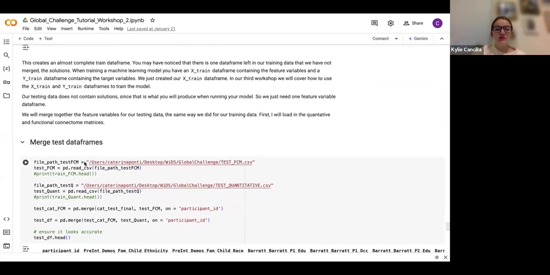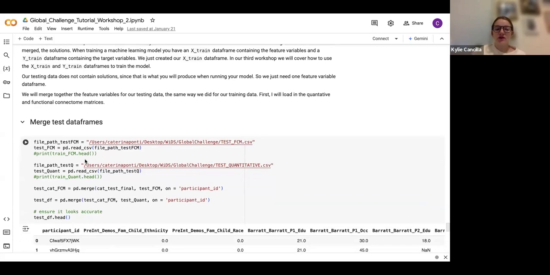You may have noticed that there is one data frame that we have loaded into this Jupyter notebook that we have not used to merge yet, and that is our solutions. When training a machine learning model, though, you have an X-train data frame containing the feature variables and a Y-train data frame containing the target variables. We have just created our X-train data frame containing all of the feature variables needed for our machine learning model. And in our third workshop, we will cover how to use this X-train data frame that we just created and our Y-train data frame, which is our solutions, to train the model.